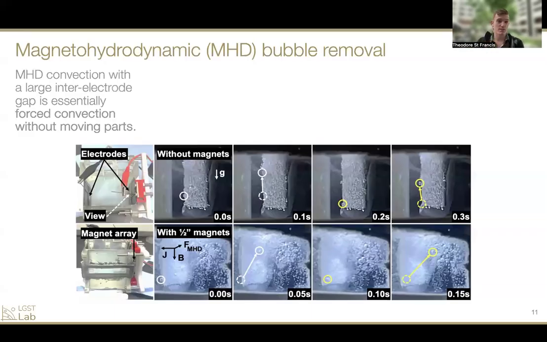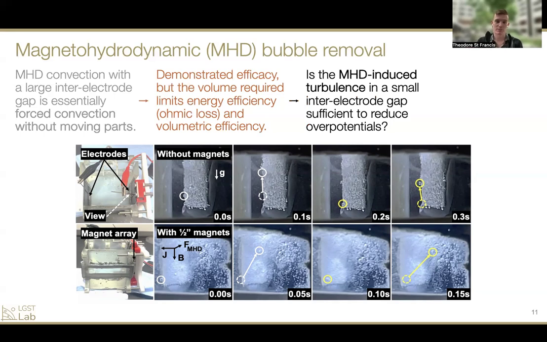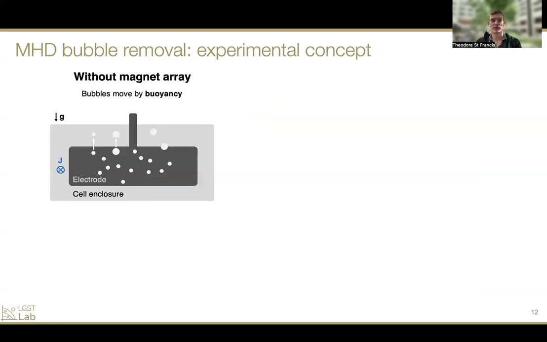So the questions for this study are, can we achieve benefits from these magnetohydrodynamic approaches for essentially inducing a local forced convection without requiring the larger packaging, keeping the inter-electrode gap small? And in this small gap between electrodes, is the turbulence induced by this Lorentz force enough to rapidly evacuate bubbles, and then can this solution be scaled with permanent magnets for a variety of applications?